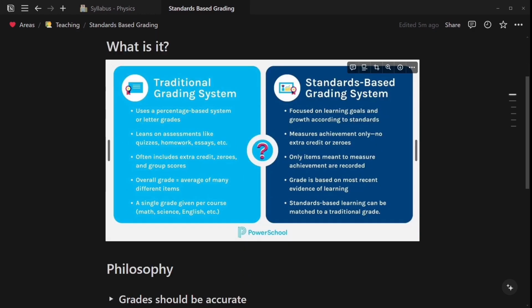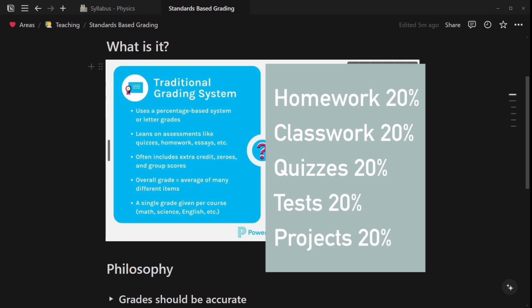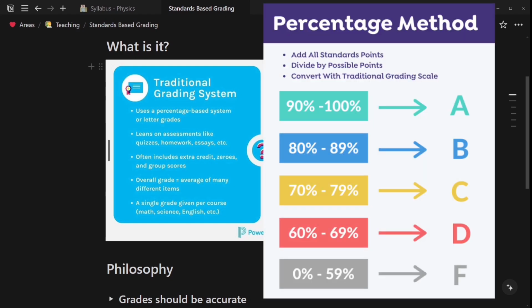Before we discuss what standards-based grading is, let's discuss what the traditional grading system usually looks like. In the traditional grading system, your grade is based off of a percentage, and it has categories such as assignments, tests, essays, homework, and so on. And you get a score in each of those, and then there's some kind of formula in the background that adds them all up and averages them or applies weights to them, and then you get 100% to 90% an A, and then 90% to 80% a B, and so on.